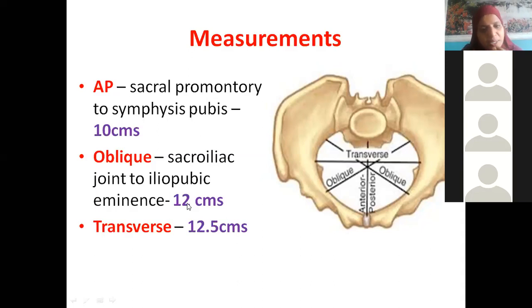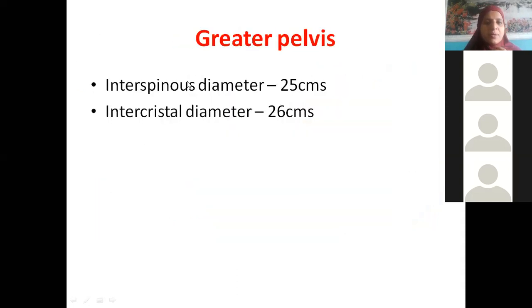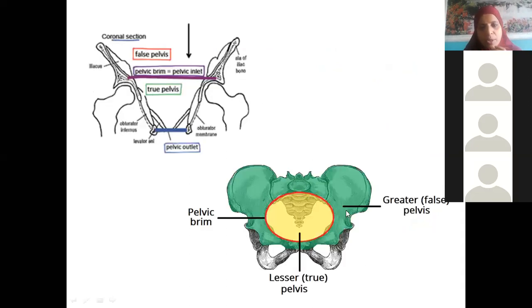Normally 12 centimeters. Now you see the transverse diameter. The transverse diameter you check at the midpoint of the iliopubic eminence, like this. So this is the transverse diameter. All these dimensions we have taken at which pelvis? The greater pelvis. Which is the greater pelvis? I told you, above the pelvic brim, the false pelvis. Whatever we have above the pelvic brim is the greater pelvis, also called the false pelvis.